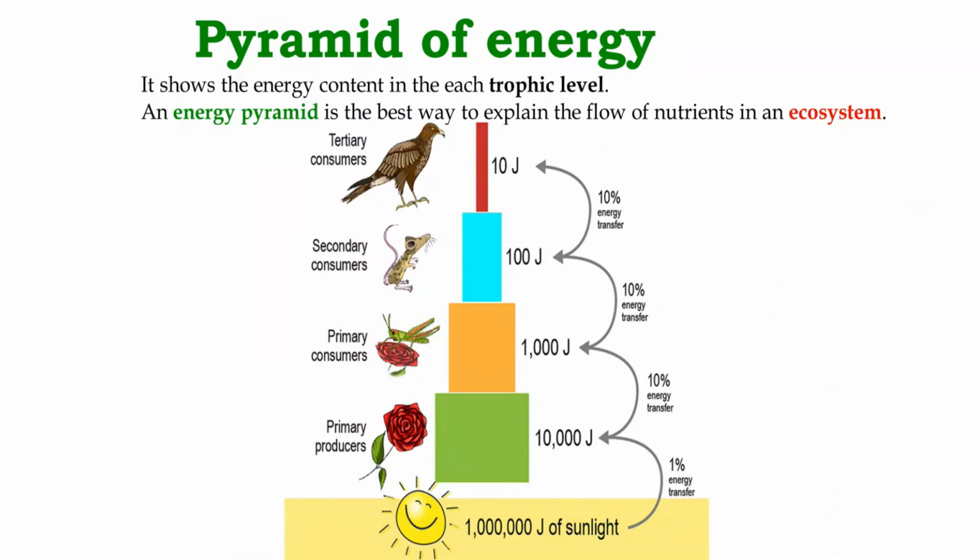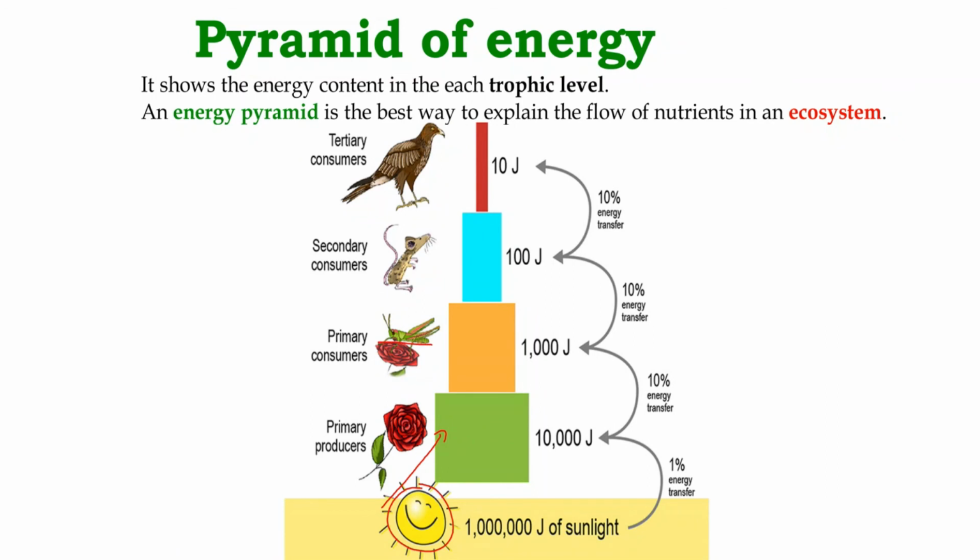The pyramid of energy shows the energy content in each trophic level. We know why we eat food: to gain energy, and then use this energy in daily life activities and to grow. All living things are similar. The sun is the main source of energy, and this energy can be used directly only by green plants, and they convert it into food. So we call them producers.